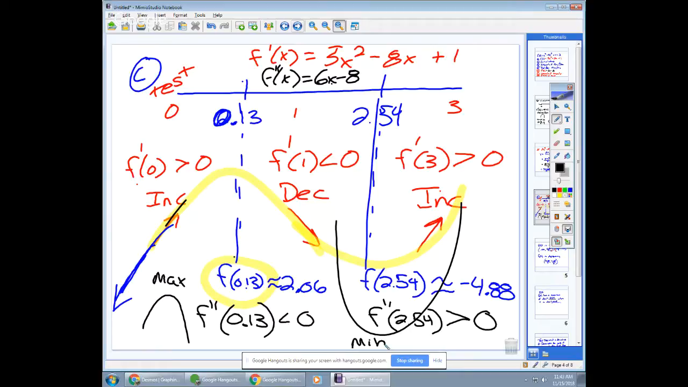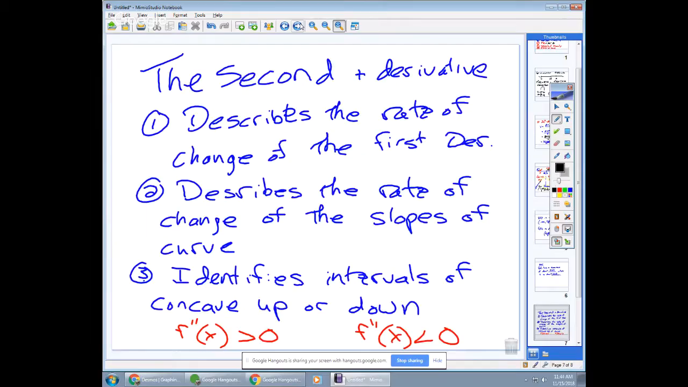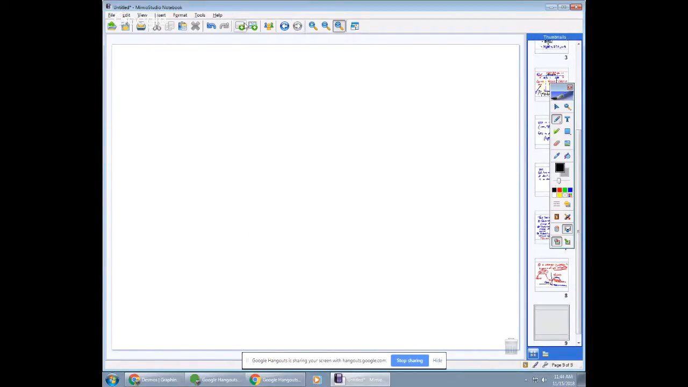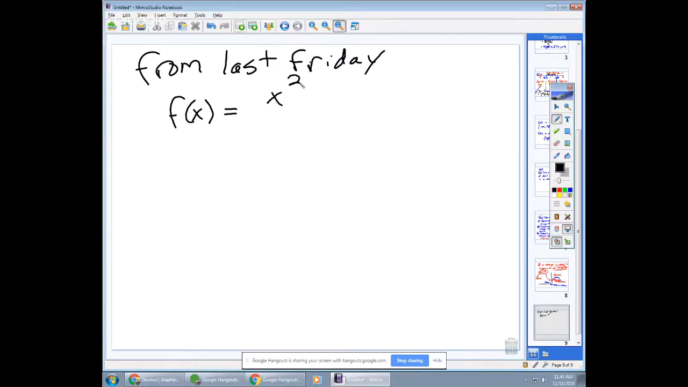All right, let's look at another example. I'm going to go back to when I started on Friday and didn't finish because we ran out of time. It was a rational function. There it is. At the end of the notes, you probably have this in your notes from Friday. I gave a function, I don't remember what I called it, but I'm going to call it f of x today. And it was x squared minus 4x plus 5 over x minus 2.